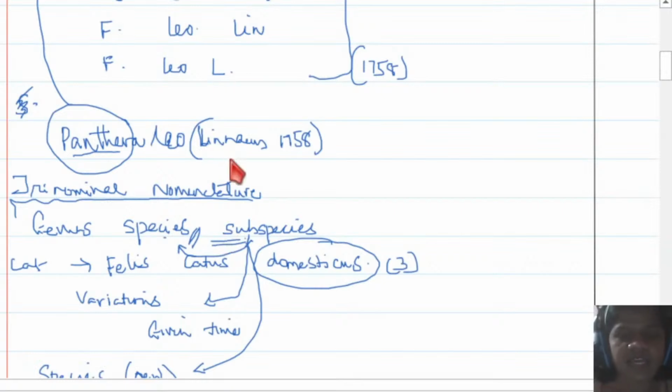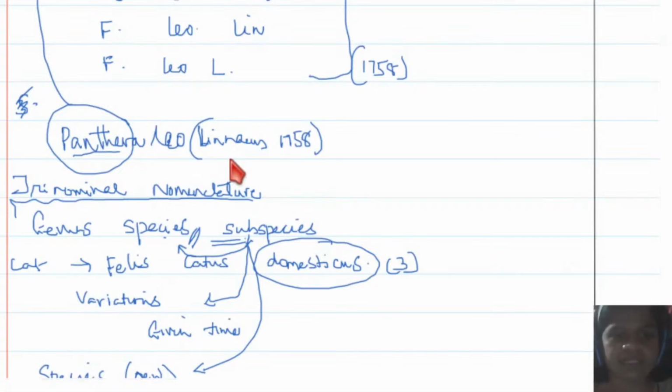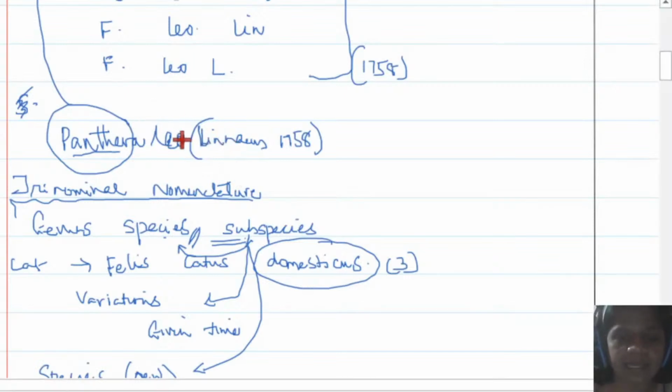But over time, people recognized that there is a difference between the small cats and the big cats because of the hyoid bone in the larynx, so that these animals can roar. So they placed the lion into a different genus, that is Panthera leo. It is not called Felis leo anymore. It is called Panthera leo. But because Linnaeus was the guy who actually named it as Felis leo, we put his name in the brackets with the year that he actually coined it.